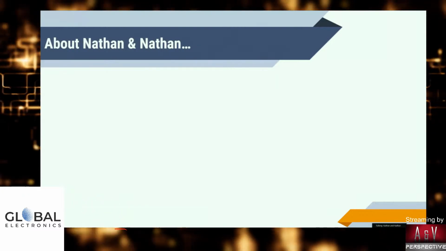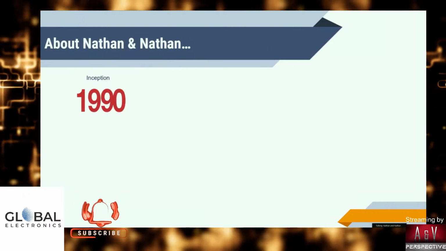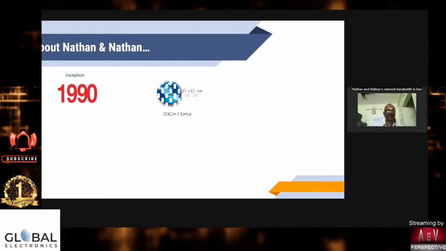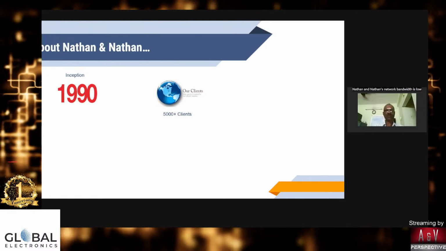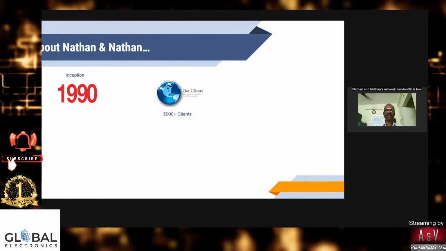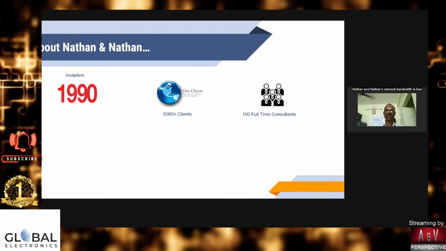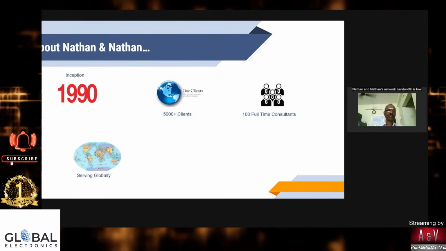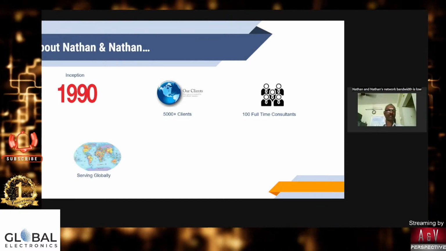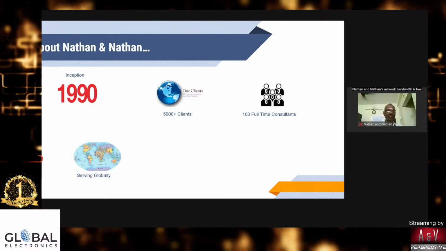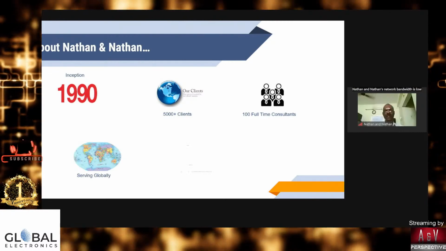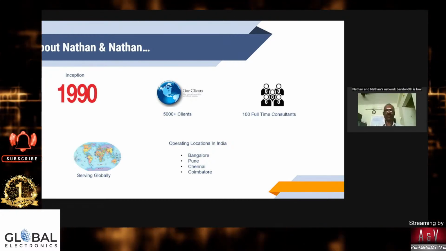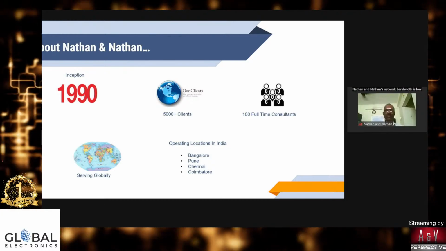A brief about our company, Nathan and Nathan. We started in the year 1990. Mr. Nathan, as I said, my senior, started this company. I joined him in 93, and we have more than 5,000 customers all over the world. We have more than 100 full-time consultants, and we have operations worldwide. Even though we are an Indian-based company, we work with a lot of companies in the US, Germany, and the Middle East. We have operating locations in Bengaluru, Pune, Chennai, Coimbatore. And today, of course, I'm in our Coimbatore office.